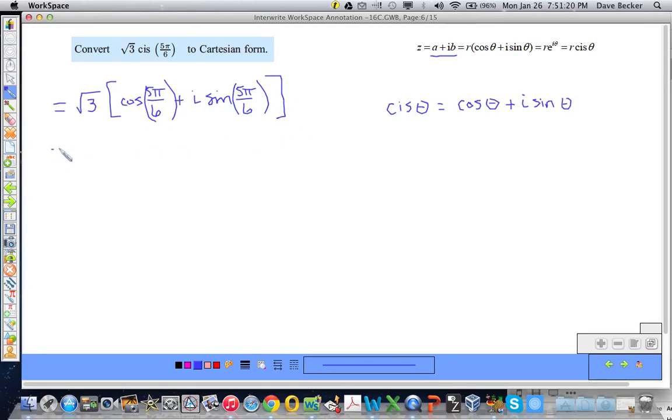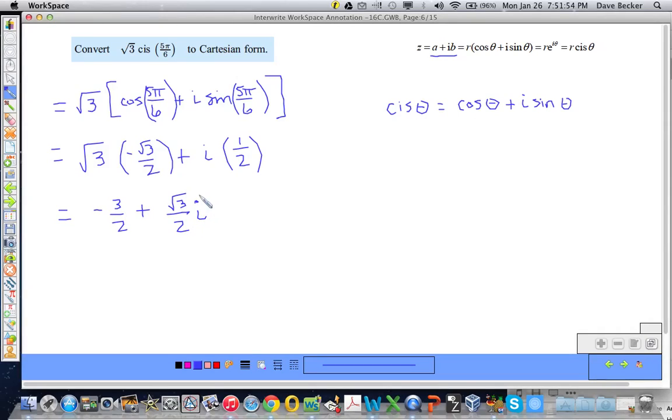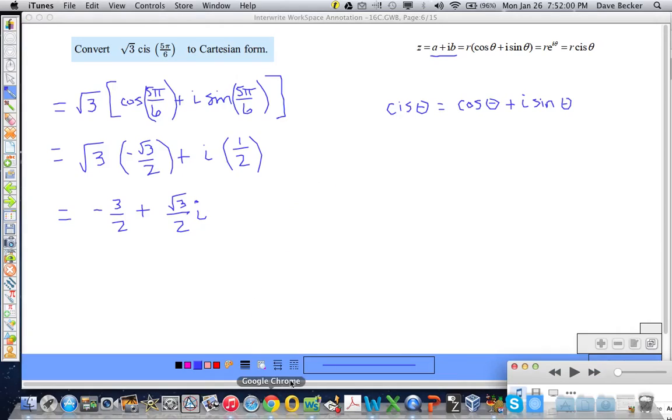Okay, so this becomes root 3. Cosine of 5 pi over 6 is what, boys and girls? I know you know it's negative root 3 over 2, plus i sine of 5 pi over 6, which has to be 1/2. Please tell me you know that. And we distribute through there, and we get negative 3/2 plus root 3 over 2 i. There you go. Say it with me. It's so easy.